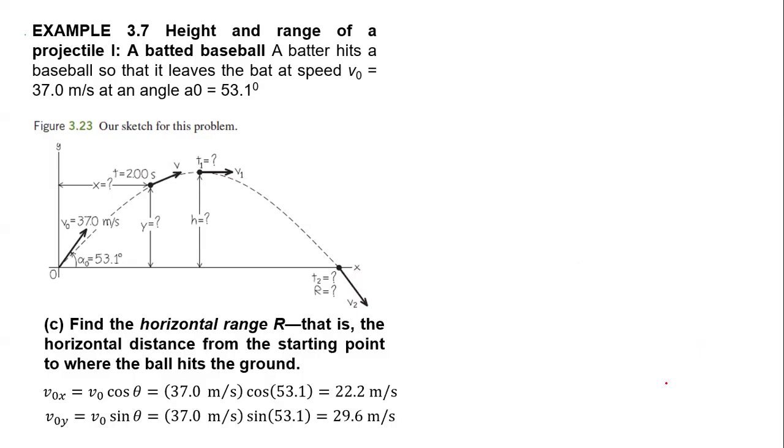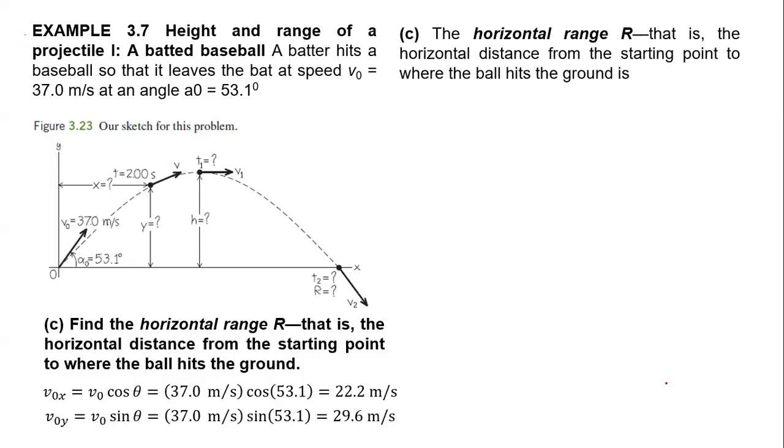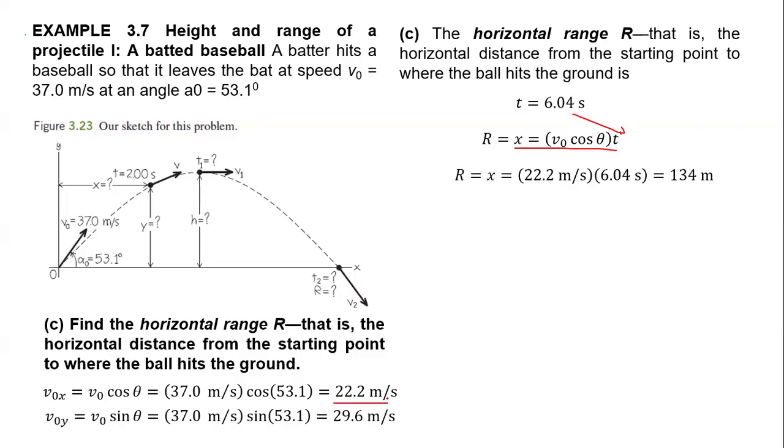So if you have now the time, you can now calculate the horizontal range by just using your position equation, or this equation here. So you just substitute t here. So v sub o cosine theta is 22 meters per second times your time. So the range is now 134 meters. Okay, that's the range. So we calculated the maximum height and the range. So actually, you can also find the velocity of the ball just before it hits the ground. But I will leave this part to you as your exercise at home.